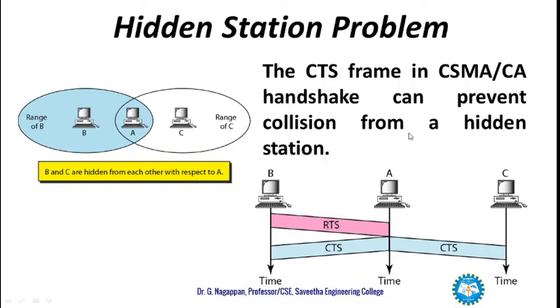So here the CTS frame in the CSMA/CA handshake can prevent the collision from a hidden station. On receiving the RTS, when A as a destination sends the clear to send signal, it is also received by C, which is in its range, and it waits. It knows that A is under some transmission.